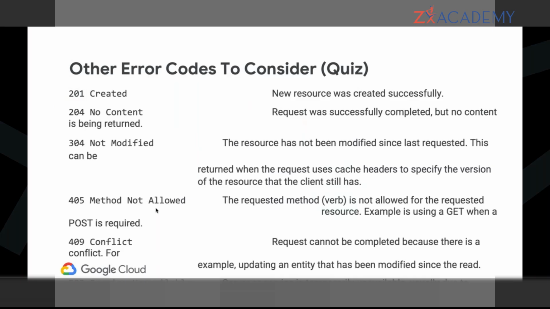Then 405 method not allowed. If someone is trying to call a post method but they do not have access to post, and they only have access to get, then you give 405, method not allowed. And then 409 is conflict, when there is a unique key violation. For example, if you are creating a user and email ID is mandatory and unique, and the same email ID comes again in the create call, then you can say this email ID already exists. It is a unique key constraint violation, so you can provide the response 409 conflict.